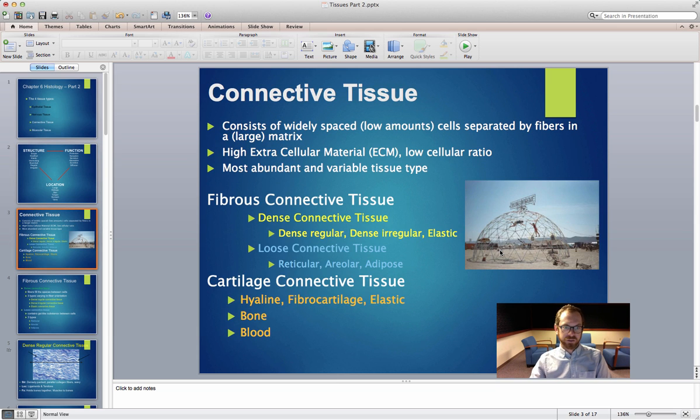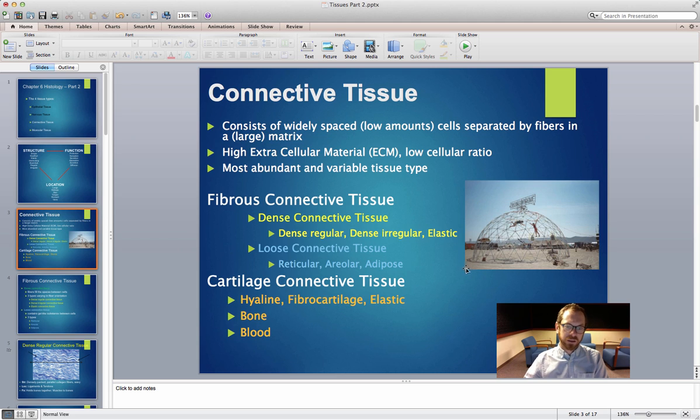Now let's get into our connective tissue. Connective tissue consists of widely spaced cells separated by non-living fibers in a large matrix. So we can say that connective tissue has a high extracellular material to low cellular ratio. These connective tissues are made up mostly of non-living materials, such as collagen fibers and proteins, and this is different from epithelial tissue, which was made up mostly of living cells, and it had low amounts of collagen, low amounts of those structural proteins.